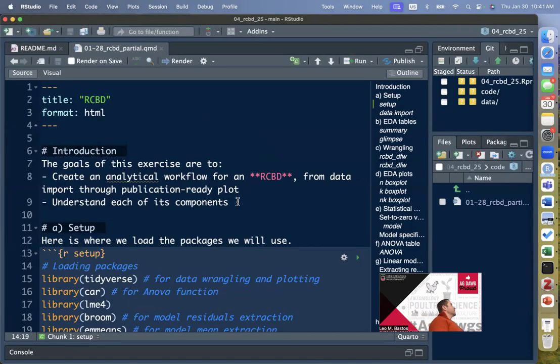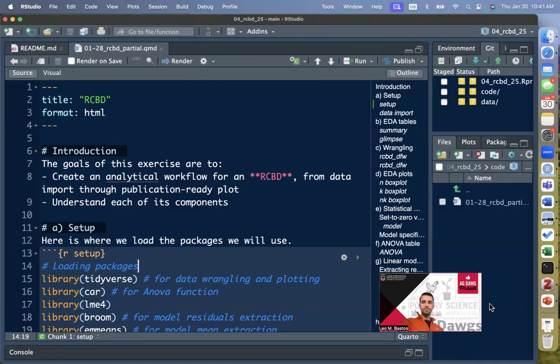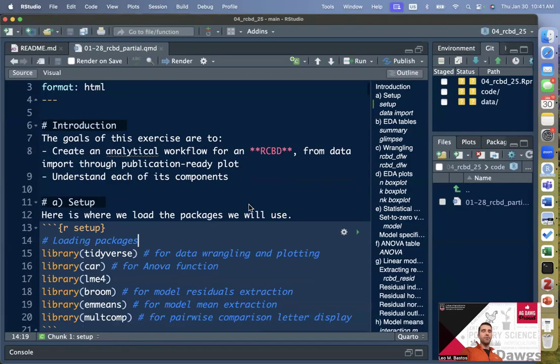All right, so the goal of this exercise is going to be for us to create an analytical workflow for a randomized complete block design analysis that goes from data import all the way to a publication ready plot and all the steps in between. If you are not seeing your outline yet, you can toggle on your outline button and see that outline. For now, I don't need you to click anywhere in the outline, but I just want you to look at the steps we're doing.